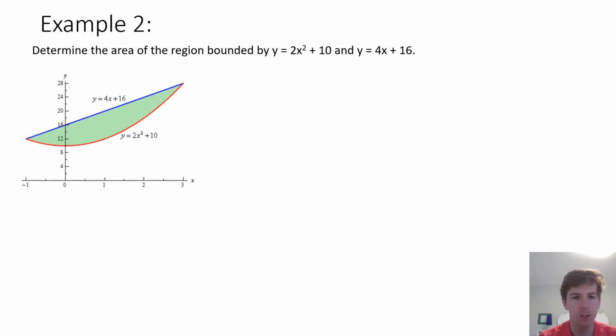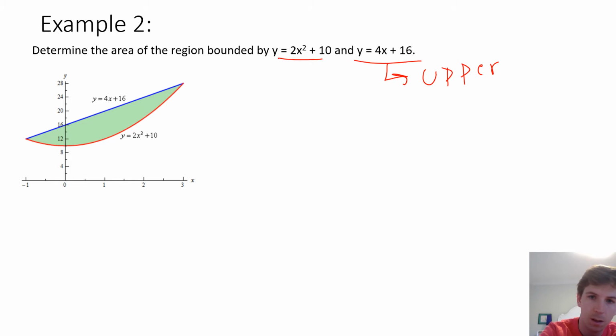Okay, so let's do example 2. Once again, it's going to be helpful to have this graph. This is just an incomplete graph of the two functions, obviously, but it shows us the region we are interested in, shaded in green. It's clear that our upper function is the 4x plus 16. The lower function is 2x squared plus 10.